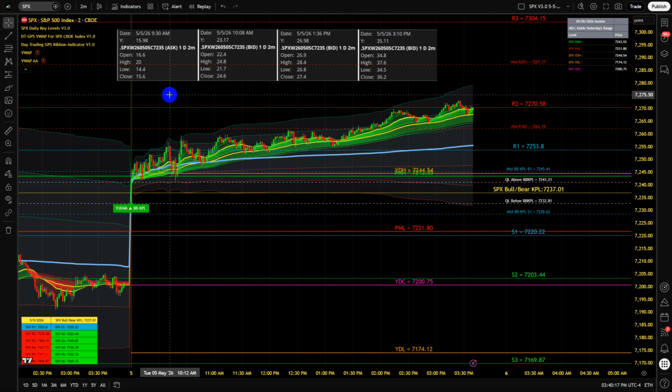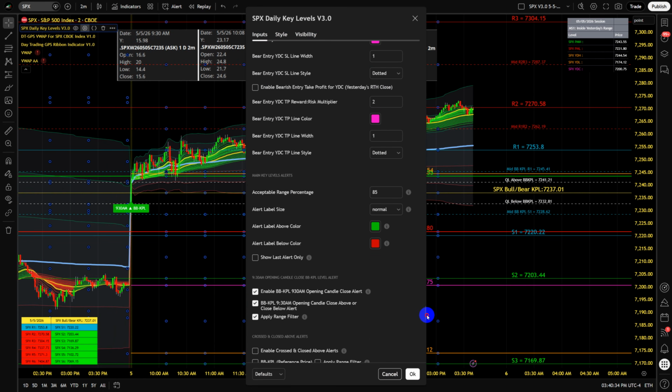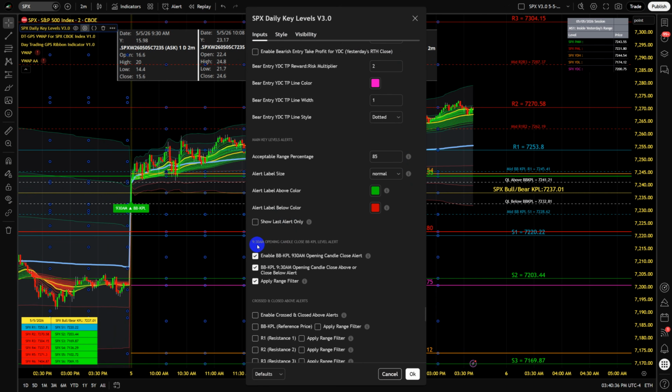Okay, so in today's session, as we said, we have the 9:30 a.m. opening candle. We have a candle that is closing above the BBKPL level on the 9:30 a.m. opening candle. That is an opening candle alert, which you have within the V3.0 indicator, and that is down here for 9:30 a.m. opening candle close BBKPL level alert. So you would enable that. You also apply the range filter here, which is set to the default of 85%. And if this candle closes above within the acceptable range off the BBKPL in the opening candle, then you get this green bullish trade alert here.